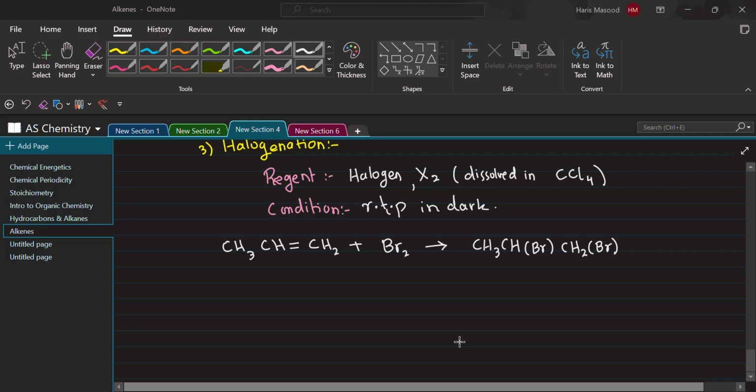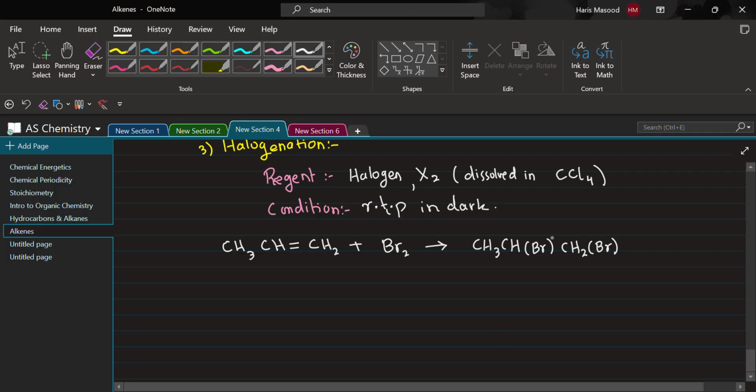Can you name it? Are you able to name it? It will be one, yeah, dibromo, yeah. Okay, good. So this will be the action.